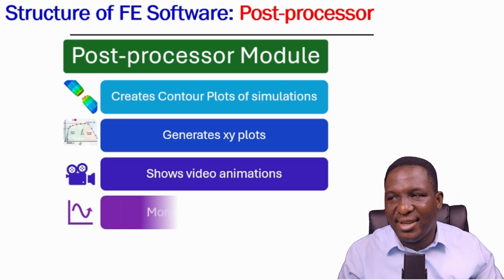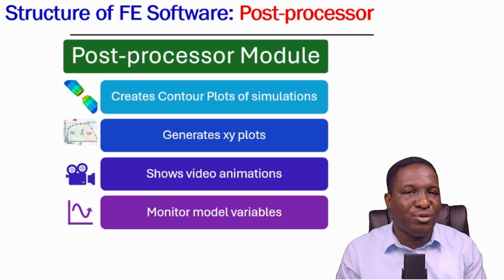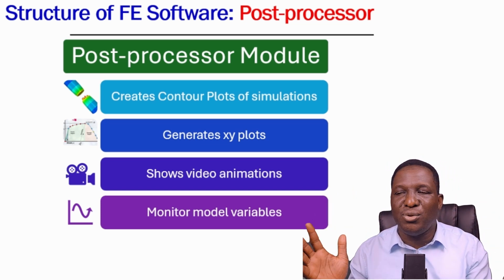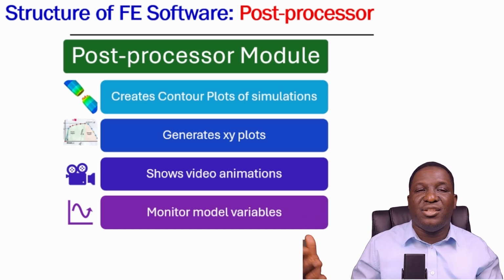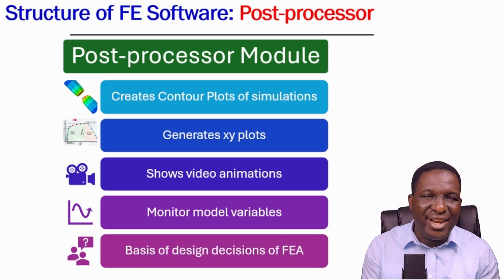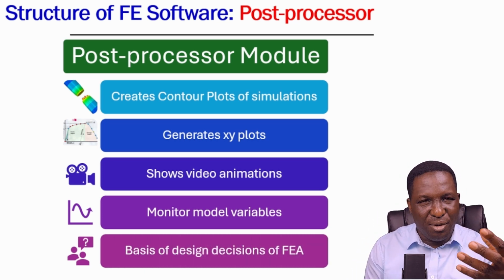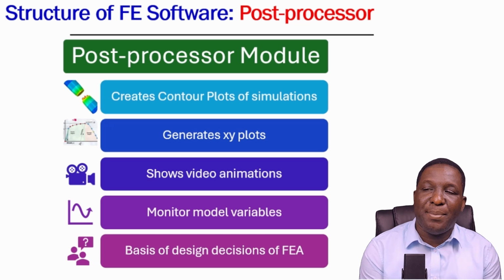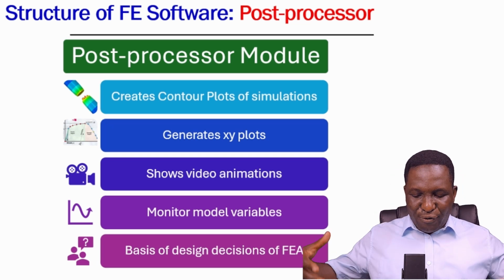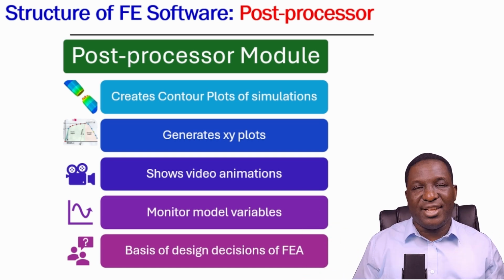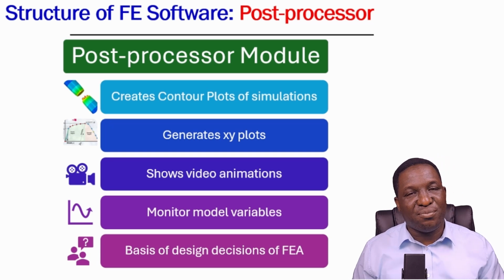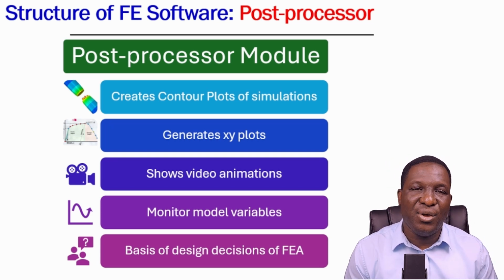Then you can monitor variables in the model. So if you're interested in stress, you're interested in temperature, every variable you can switch around in the module to monitor what these variables are and then to carry on with your simulation. And then the final thing that you can also do is that the post-processor output is really the basis upon which you can make design choices around your FEA. So as part of your design decisions that you're making, for which you came to FEA in the first instance, at the post-processor stage, that's what you're doing. You're looking at it and saying, what's happening here?